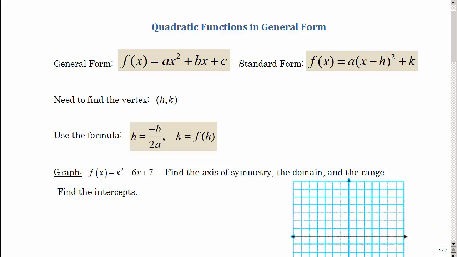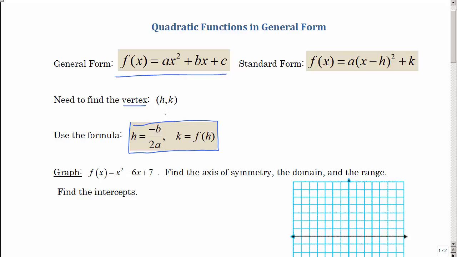In the last lesson, we looked at parabolas in standard form. That's easy because we can just look at the vertex, plot it, know what A is, all that stuff. In this lesson, we're going to be concentrating more on what happens when it's in that general form. Well, we'll still need to find that vertex H and K, but it's not there. So we're going to have to use these formulas.